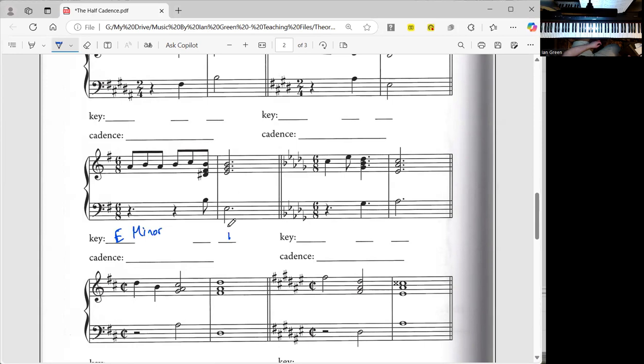And E is the root of this second chord. The tonic note is used. Now here we have B, which is the 5th note. So here we have 5 to 1, which is a perfect or an authentic cadence in the key of E minor.